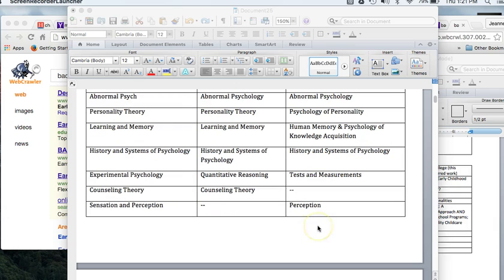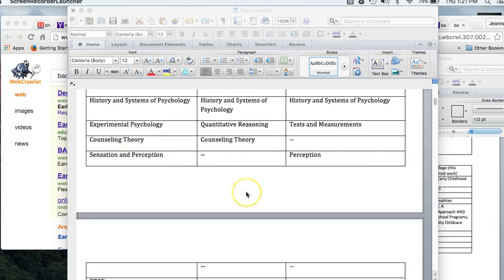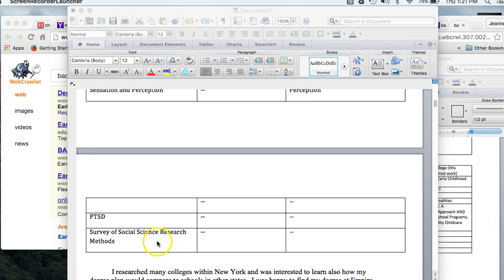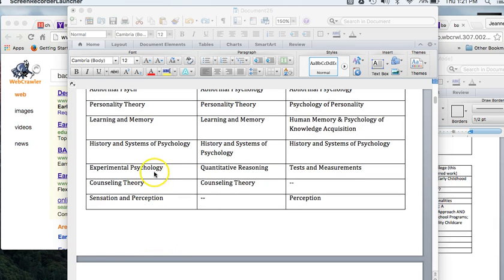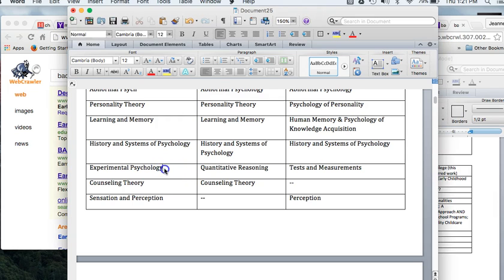History and systems of psych, experimental psych, quantitative reasoning, testing and measurement. Testing and measurement doesn't necessarily match up here. Quantitative reasoning, experimental psych, if they did this kind of reasoning, that would fit, but she does have survey of social science research methods, which actually should have gone in here. So survey of social science research methods should be here.